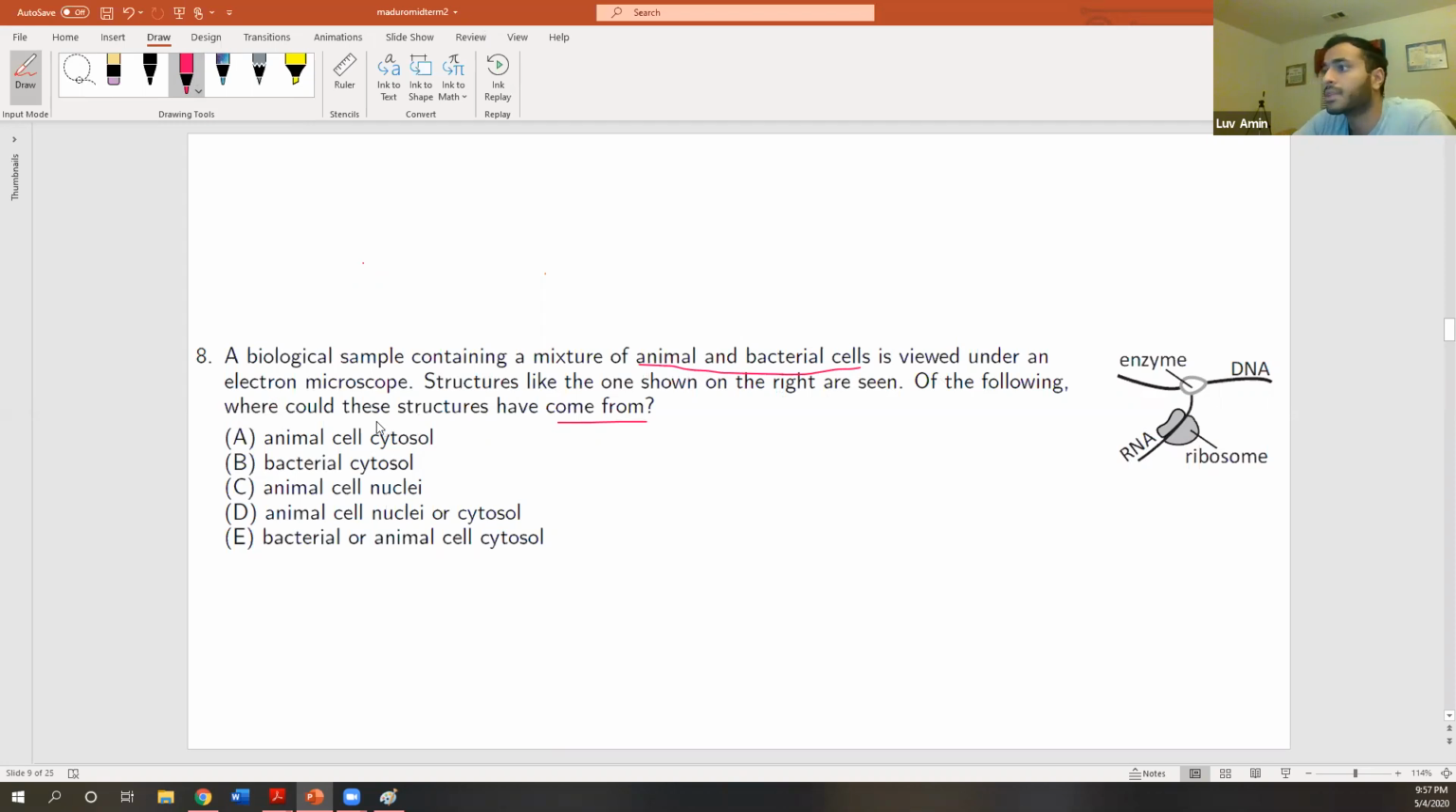So let's go through each one. So A is saying an animal cell cytosol. We can go over that. So let's look at our options. We have animal cell cytosol, bacterial cell cytosol, animal nucleus or cytosol, or either bacteria or animal, right? So let's figure out whether we're dealing with bacteria or animals or both first, right? So let's look at this picture.